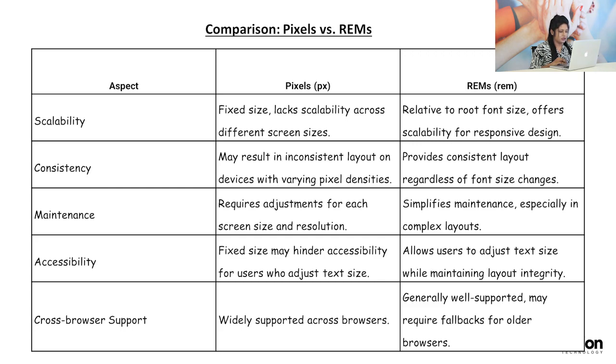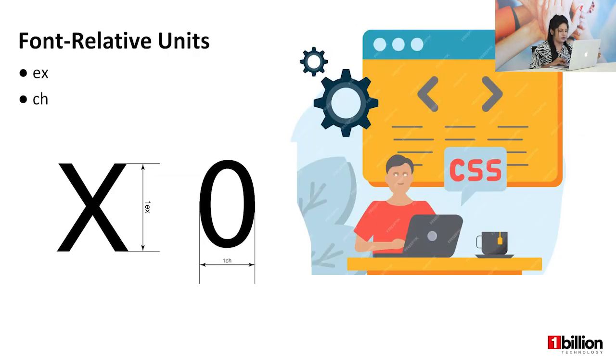The accessibility of the REM units is that the user can adjust text size without affecting the layout, which improves accessibility. And the cross-browser support is generally well supported. Older browsers may require fallbacks. Let's move to the font relative units.